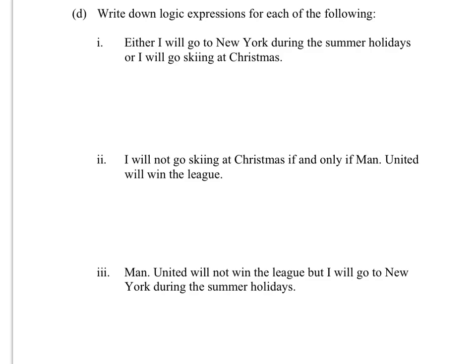The first one is: either I will go to New York during the summer holidays, or I will go skiing at Christmas. Now that's the symbol plus with a circle around it that I introduced earlier. I will go to New York during the summer holidays is proposition P. I will go skiing at Christmas is proposition Q. So that's the answer.